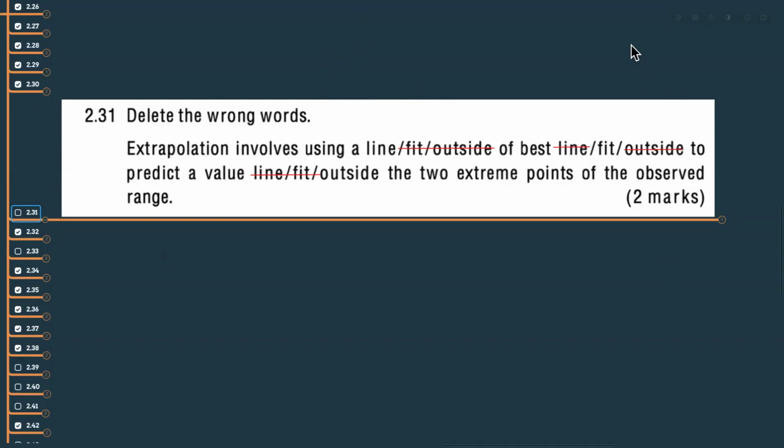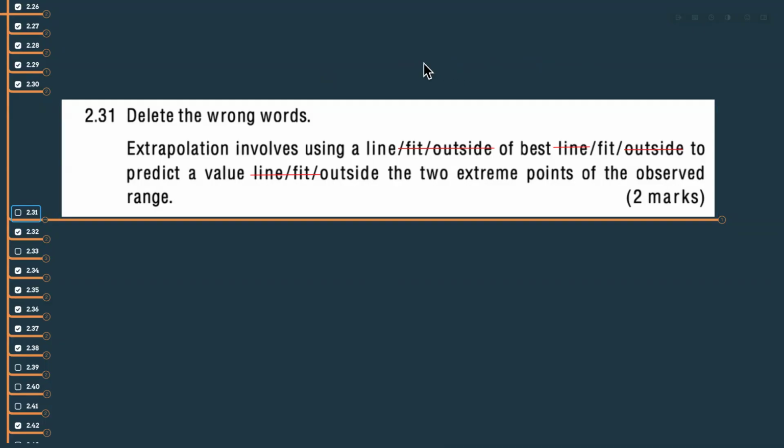Why this question? Because you have to remember the actual definition. They are testing whether you actually remember and understand what is meant by extrapolation. Extrapolation is always from outside the range. Interpolation, we are using within the range. Right? So that's the answer.